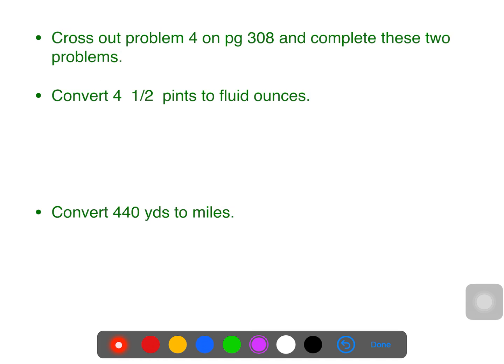Okay, what I want you to do next is I want you to cross out problem 4 on this page, and I want you to complete these 2 problems. Pause the video to do so, and then you can unpause the video when you are done to check your answers and see how you did.